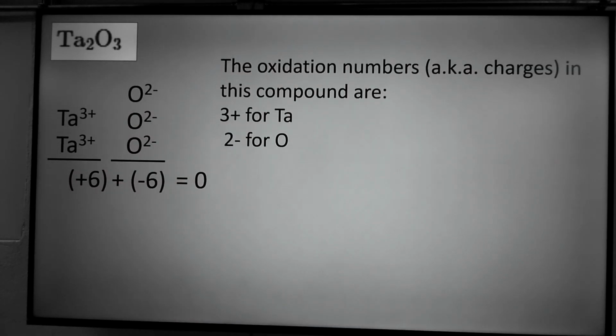If you had Ta2O3, it would be the same way. You put your 3 oxygens down, they equal -6. There's no charge on this, so it's 0. And then you go, okay, I need a +6, and you split that +6 between the 2 Ta's.